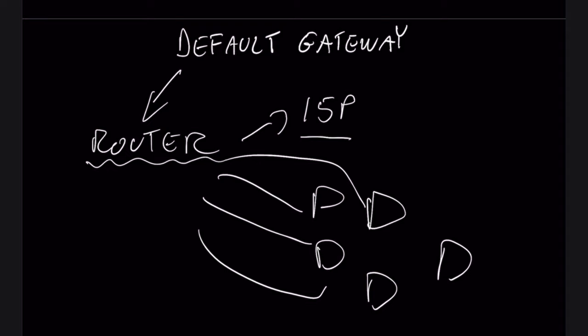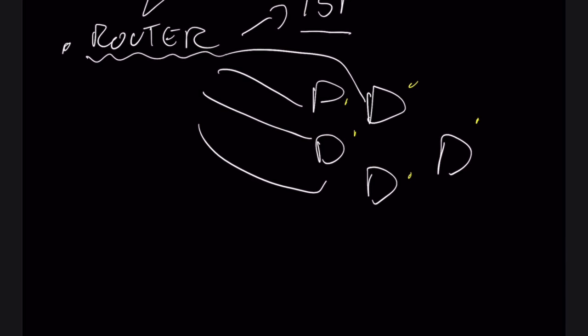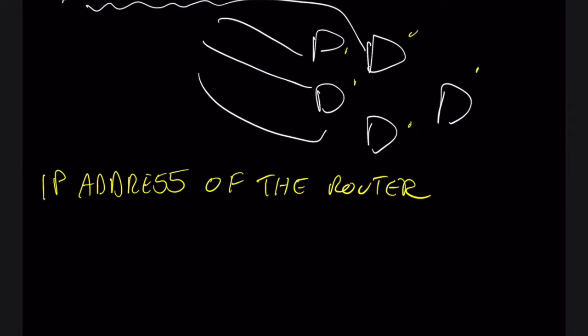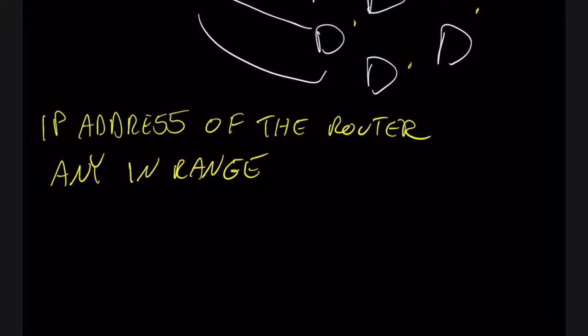Remember from the previous lesson that each device, so the router and these hosts over here, needs an IP address. Okay, so everyone needs an IP address. So really what we need to specify, and what is the default gateway? It's the IP address of the router. And we can pick any address in range. And we've talked about the range in separate videos.